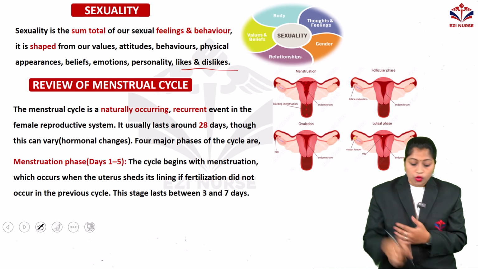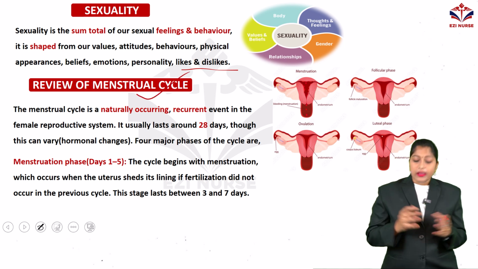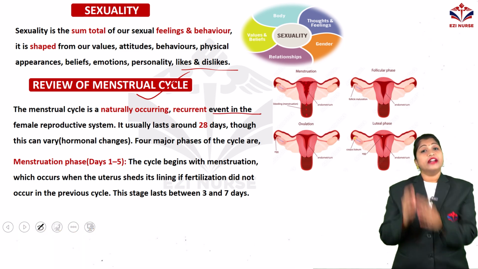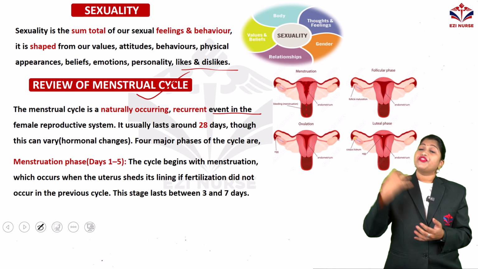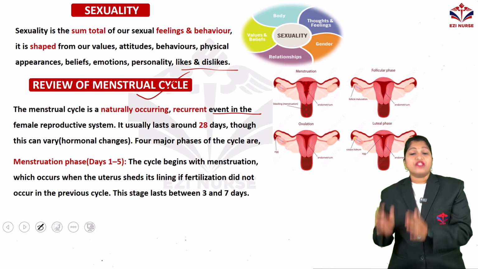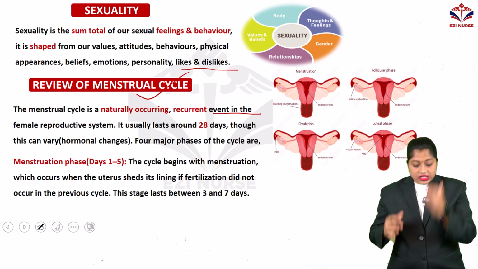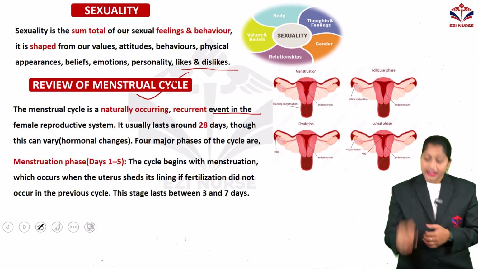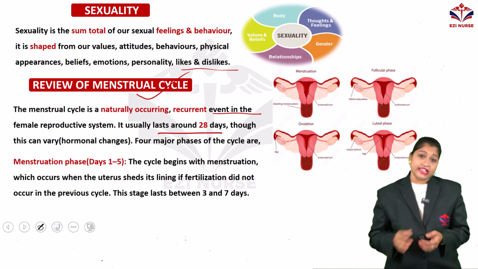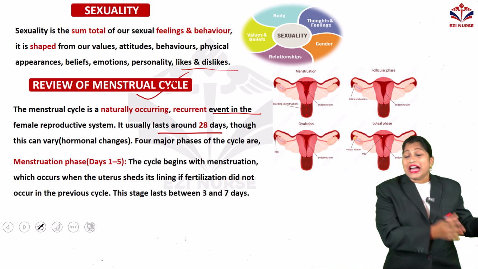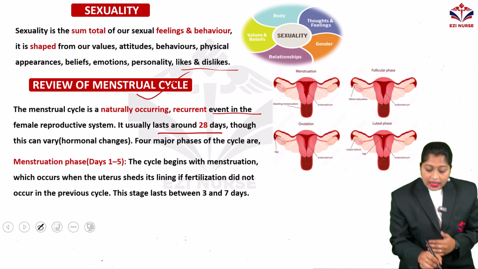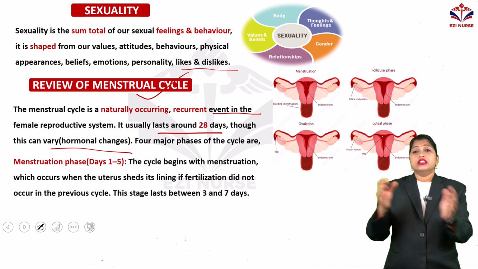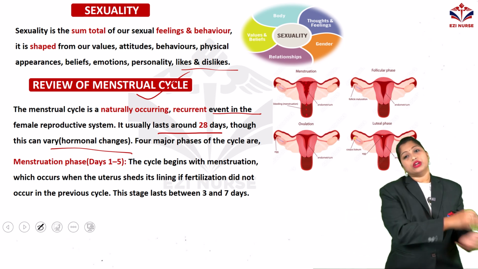So let's have a review on the menstrual cycle. The menstrual cycle is naturally occurring and recurrently seen in the female reproductive system. In a female of reproductive age, this process comes on repeatedly and usually lasts for about 28 days. The usual menstrual cycle is 28 days, and this can vary according to different hormonal changes. It's not the same in each woman. There might be different changes due to the hormones.